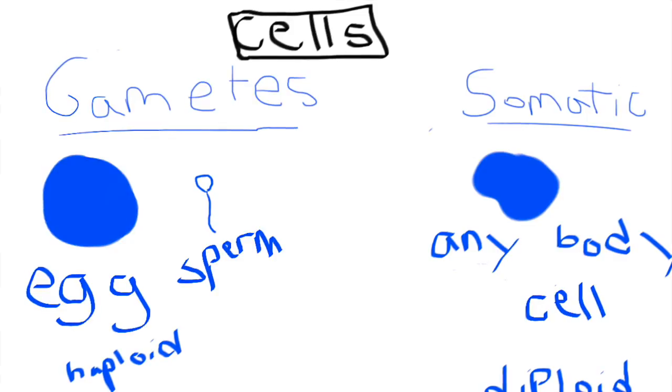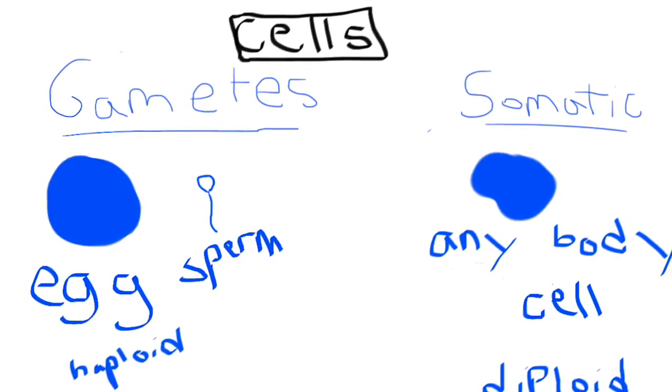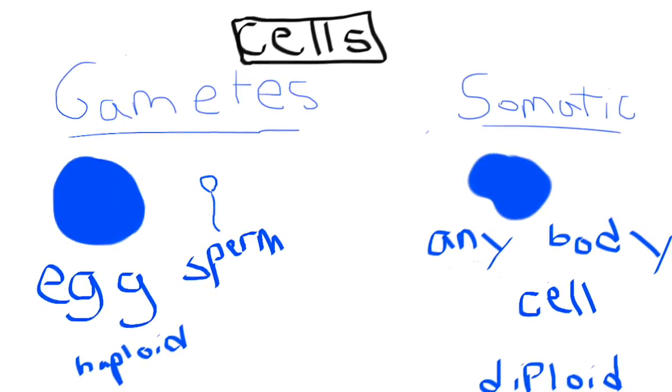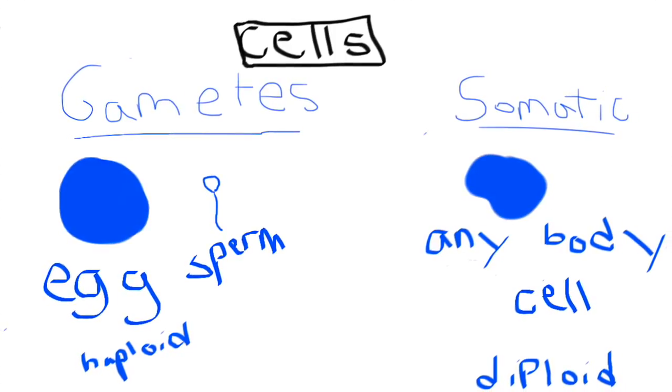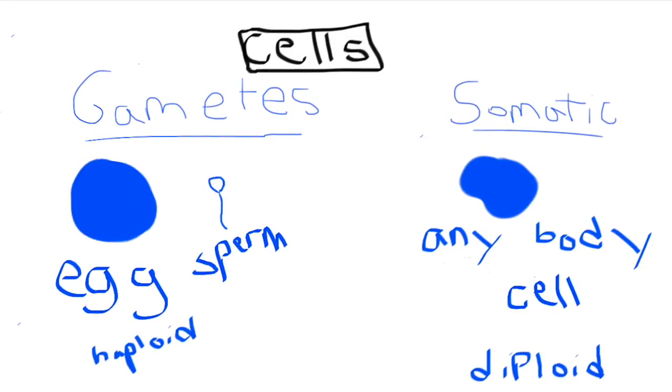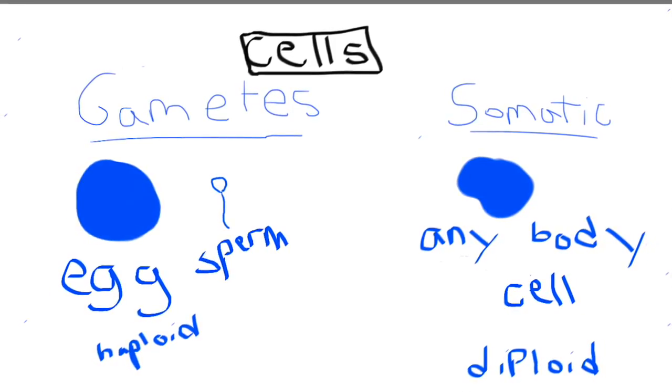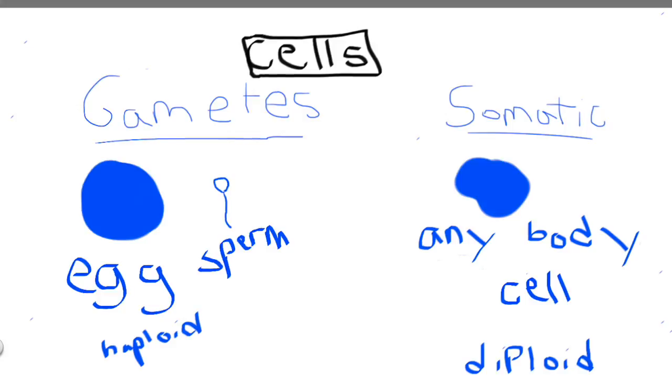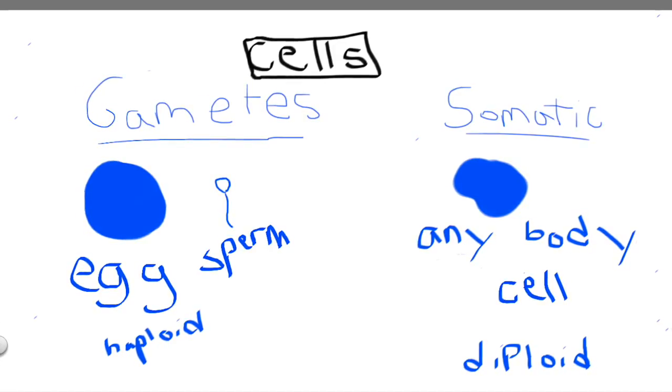The difference between gametes and somatic cells is very clear. Gametes are our sex cells. In humans, they're the sperm and egg. They're also only haploid, meaning humans contain 23 chromosomes. Now, somatic cells are any other cell in your body: skin, hair, stomach, literally any other cell. Now, these are diploid and contain all 46 chromosomes.